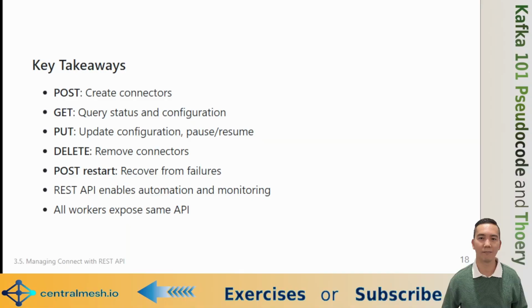Most importantly, the REST API provides complete lifecycle management for Kafka Connect and enables automation, monitoring, CI/CD pipelines, and production operations. This also concludes Chapter 3. We now cover installation, standalone mode, distributed mode, plugin management, and REST API operations. In the next chapter, we'll move beyond operating Kafka Connect and begin exploring how Kafka Connect works.